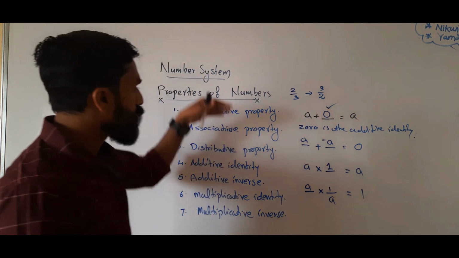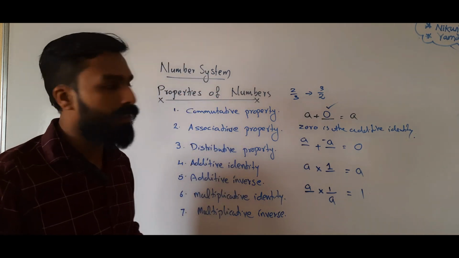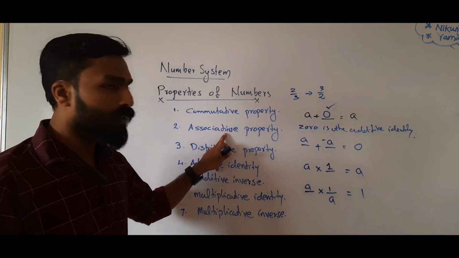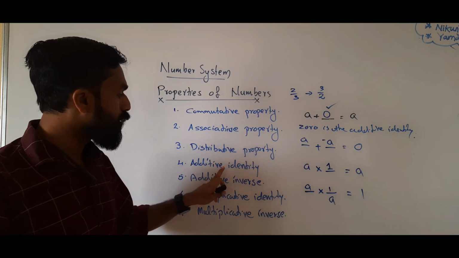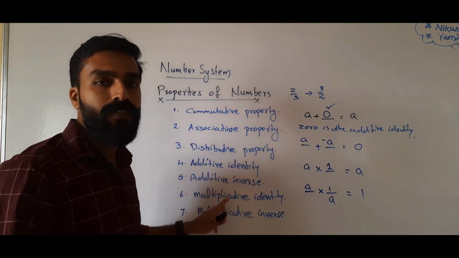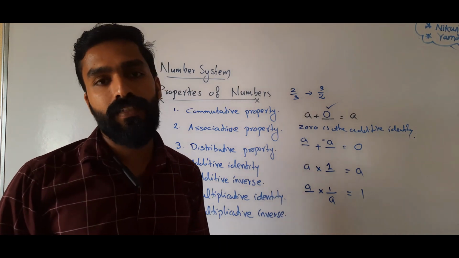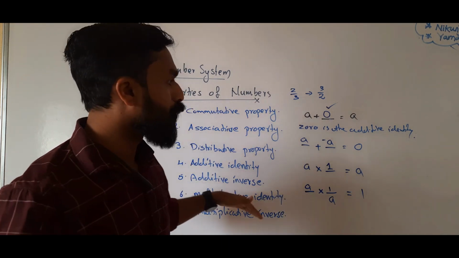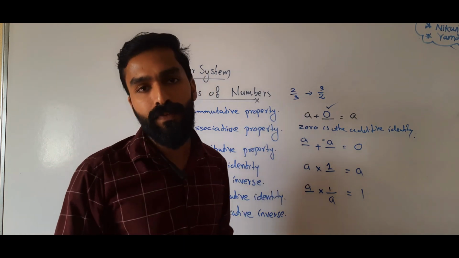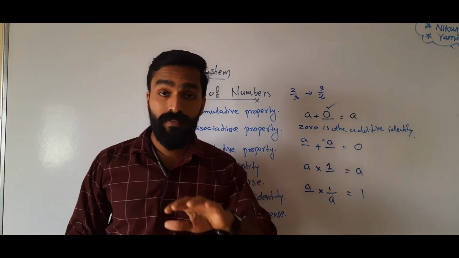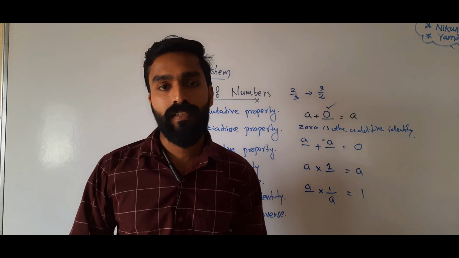So these are some main properties of numbers: commutative property, associative property, distributive property, additive identity, additive inverse, multiplicative identity, and multiplicative inverse. Okay, so these are the main properties, and these are some particular numbers and some definitions, otherwise equations also, we have discussed.